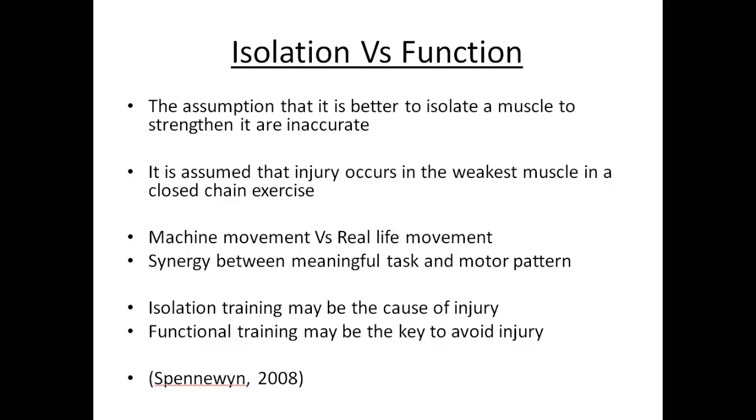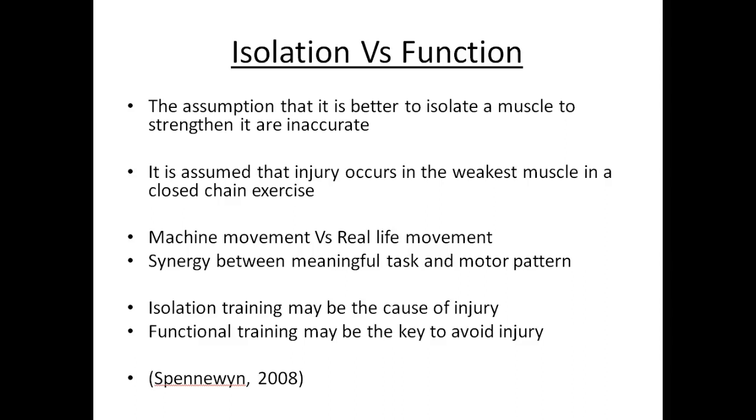So we've got to potentially isolate a muscle first and then integrate it into the function. We can't just isolate the muscle, get it stronger, and expect it to be better. So there's an assumption that if we just strengthen a muscle, then we get better everything, and that's just not true. There's timing, there's the feel of it. Okay, there's so much more than just training a muscle. And it's assumed that injury occurs at its weakest link in a closed kinetic chain. This might not always be the case.